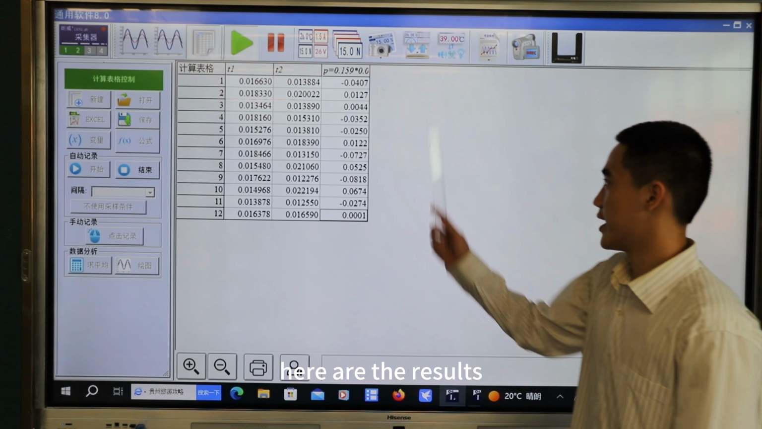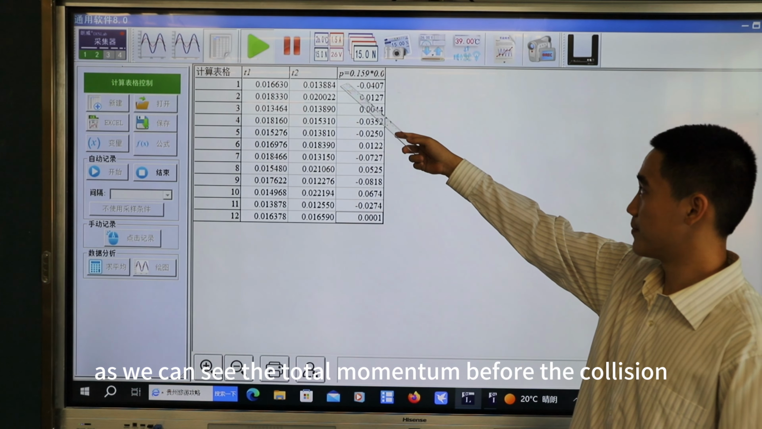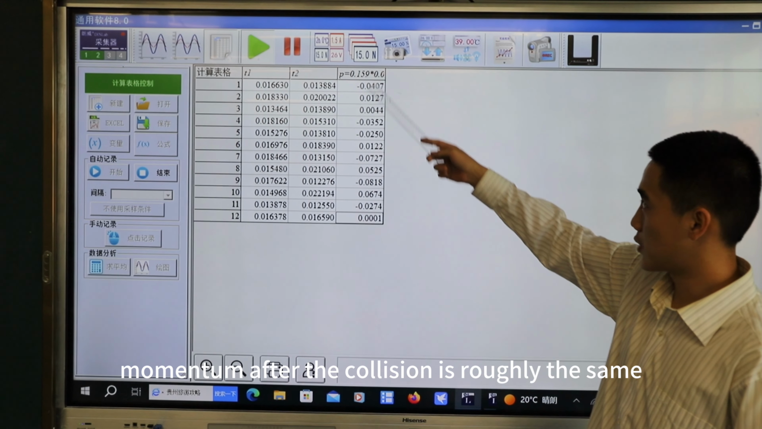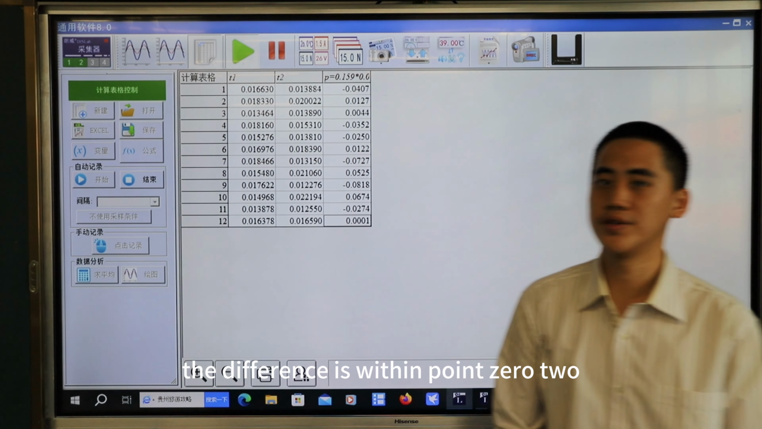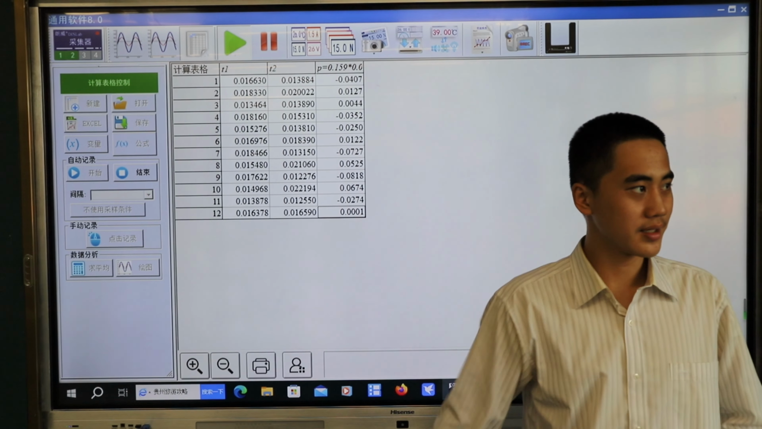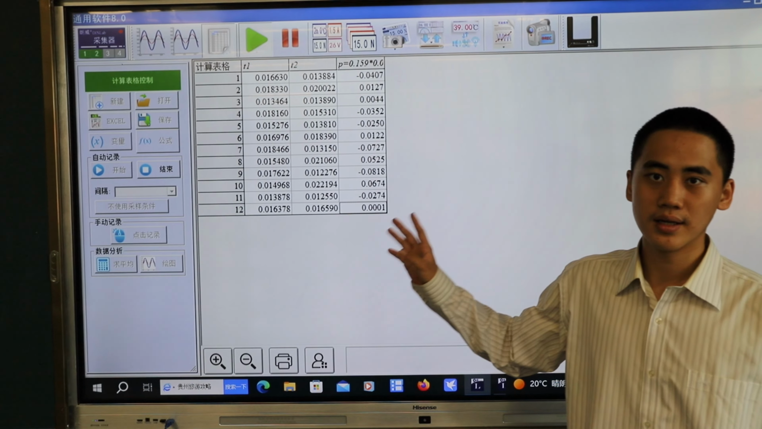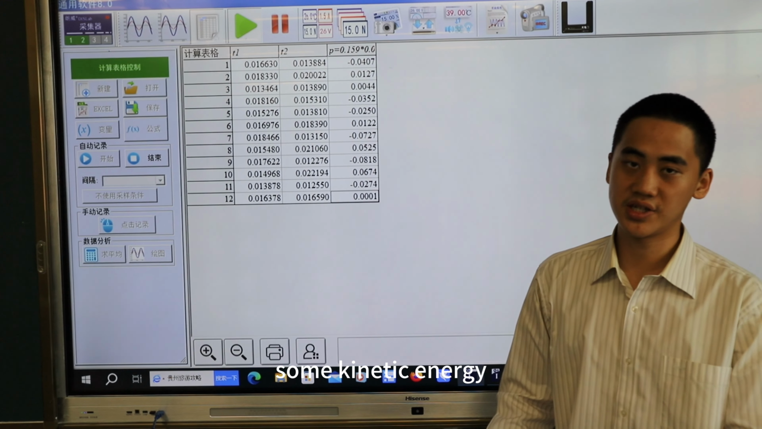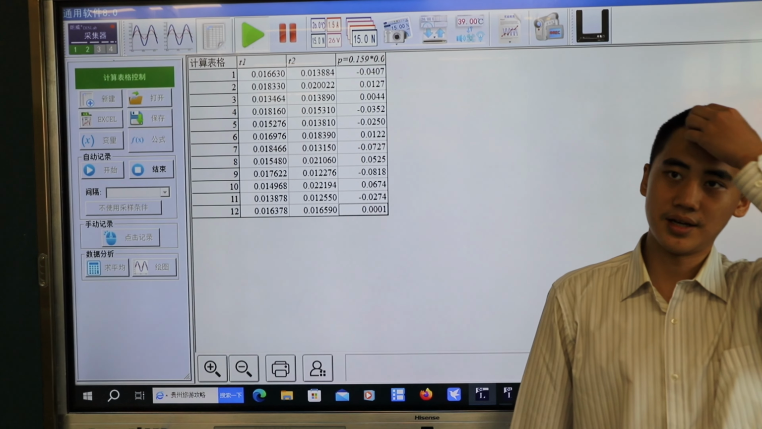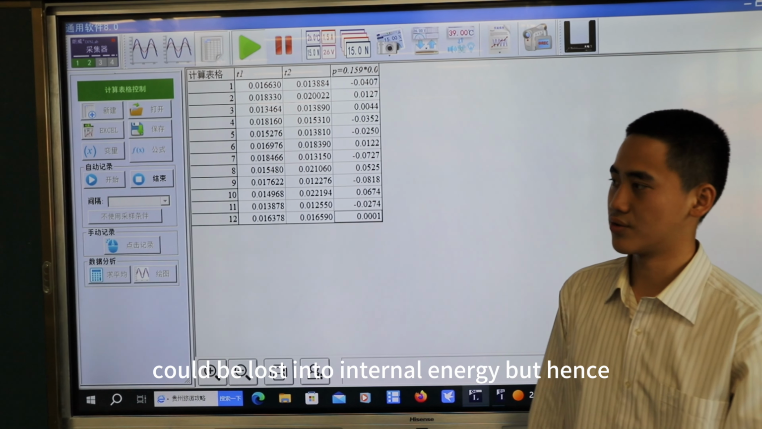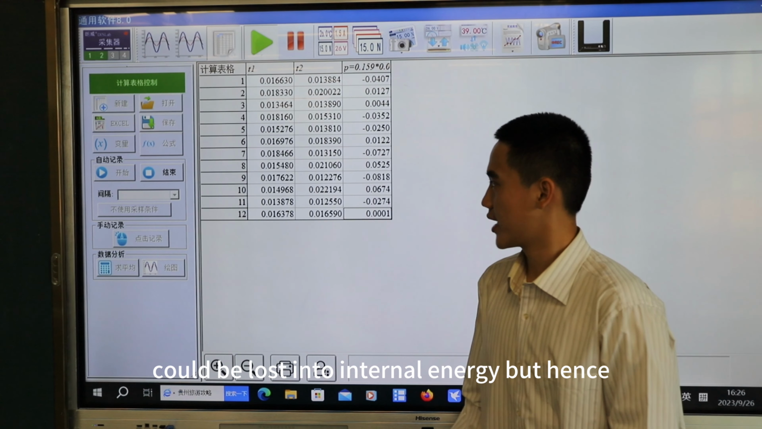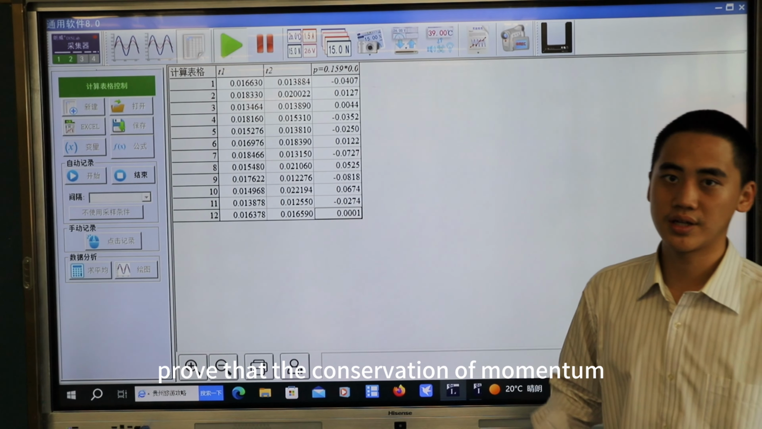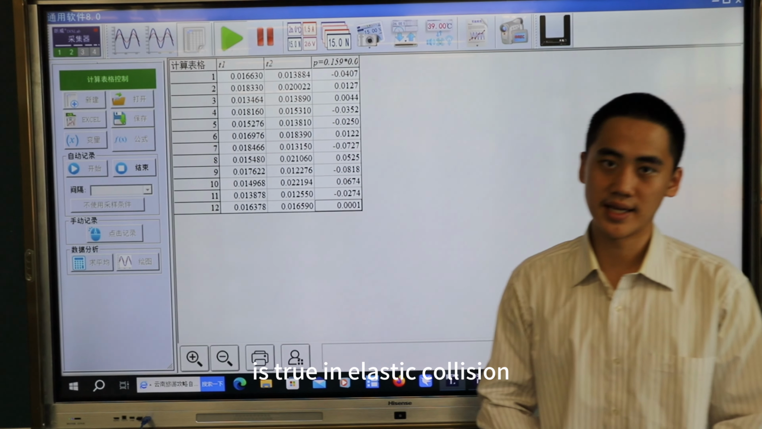Here are the results. As we can see, the total momentum before the collision and the total momentum after the collision are roughly the same. The difference is within 0.02. The reason for this error could be air resistance and energy transfer. Some kinetic energy could be lost into internal energy. But anyway, we can show that conservation of momentum holds in an elastic collision.